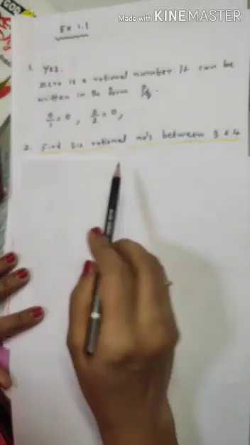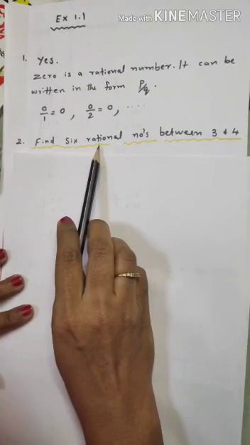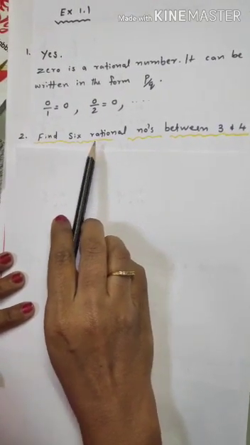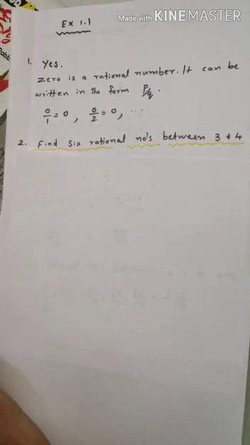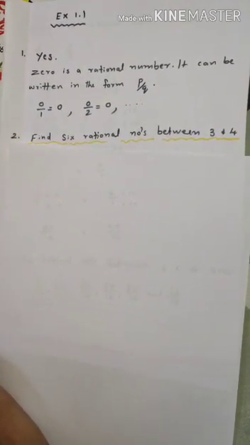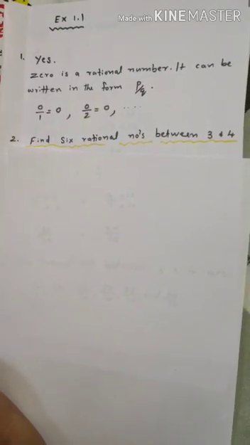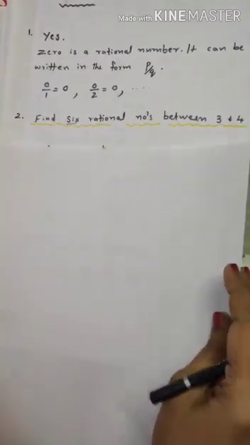Find 6 rational numbers between 3 and 4. So already we have studied in class 8 how to find rational numbers between any two rational numbers. Already we know that there are infinitely many rational numbers between any two rational numbers. From that infinitely many rational numbers, we need only 6 rational numbers. For that, the procedure is almost like this.